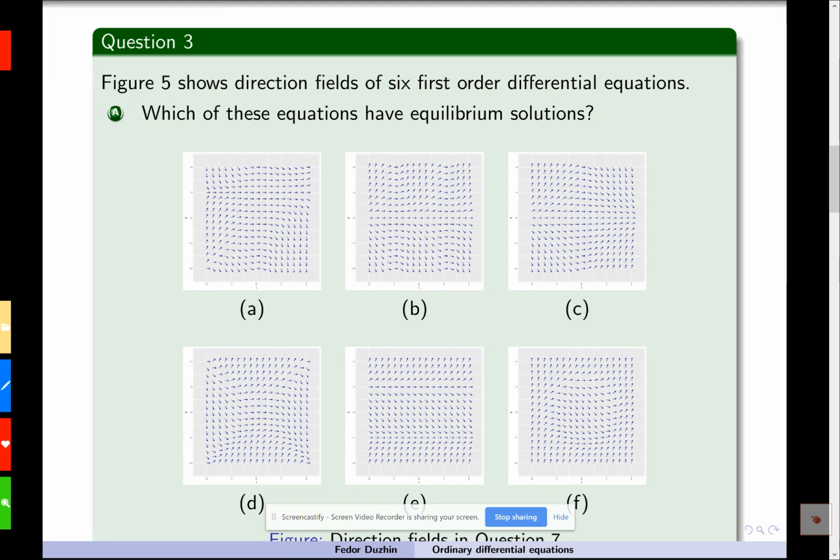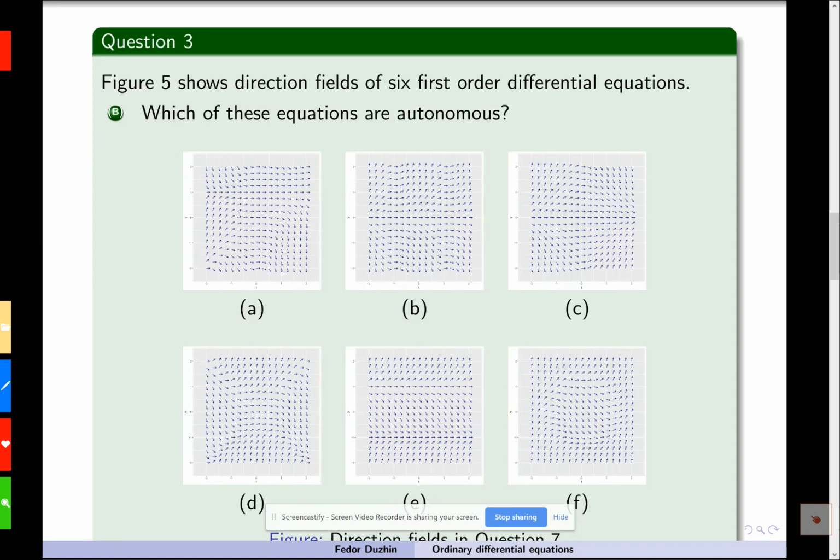So an equilibrium solution looks like arrows that are arranged along a straight line, so all the arrows point exactly to the right. So this is an equilibrium solution, this is an equilibrium solution, this is an equilibrium, and this is an equilibrium solution. So the other two vector fields do not have equilibrium solutions. So the right answer is A, B, C, and E.